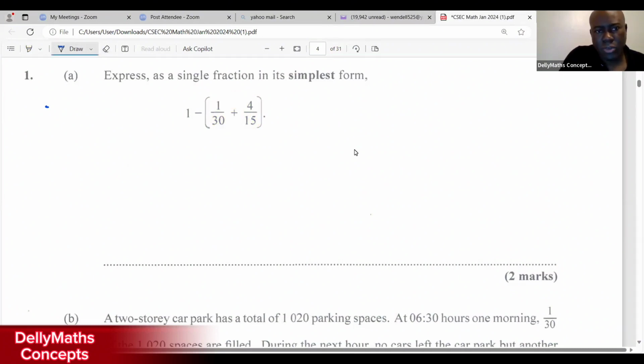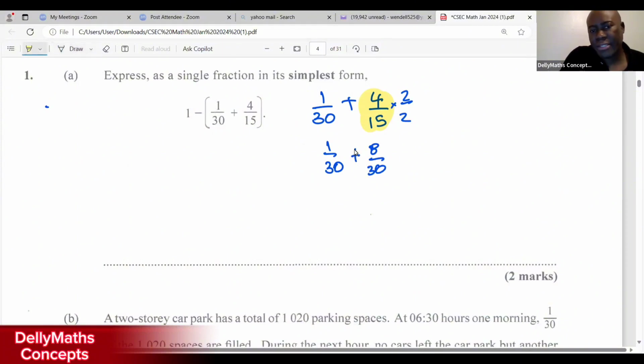So we could just take our time and work this out on the side. We have 1 over 30 plus 4 over 15. I could represent 4 over 15 using 30, which means I could multiply the top and the bottom by 2. Hence, I really have 1/30 plus 8 over 30. I'm doing that so that I have the same denominator here so that we could easily work it out. This is going to give me 9 over 30.